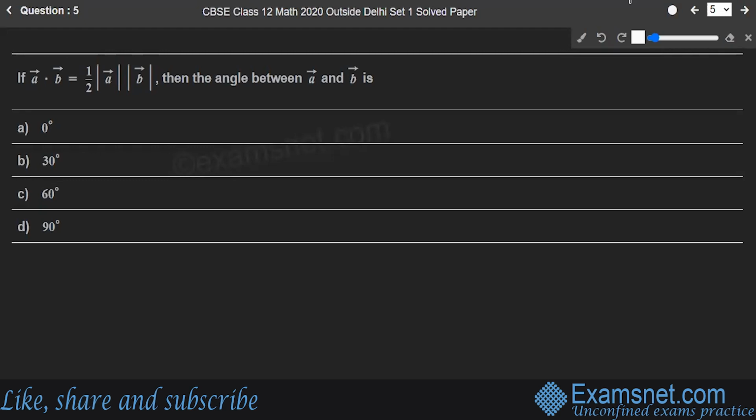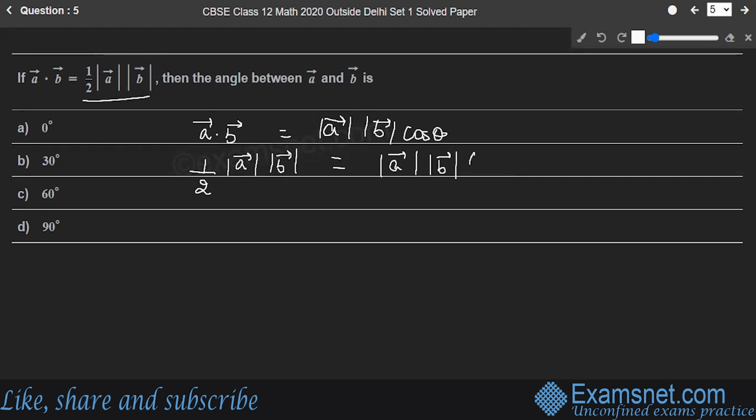Question number 5, if the dot product of A vector and B vector is equal to half of the magnitude of A vector and the B vector, then what is the angle between both of them? Okay, see, you know the formula for this. The dot product of the two vectors is given by the product of the magnitudes of the two vectors multiplied by the cos of the angle between them, right? And you are given that this is equal to half of magnitude of A and B vector. So this is equal to magnitude of A vector, magnitude of B vector, cos of theta. They will be cancelled. So that means cos theta is equal to 1 by 2.